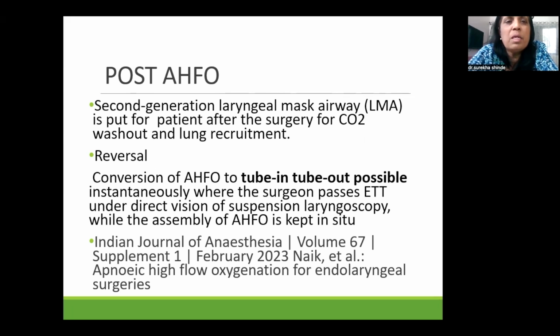And then the patient is reversed like normal. Many times the patient can have a problem during this apneic high flow oxygenation, and then the tube in, tube out technique is possible. Instantly the surgeon can pass the ETT because he has a suspension laryngoscope already in place, and he will put the tube in and ventilate the patient for some time. They take the tube out, and again they can continue with this apneic high flow oxygenation.